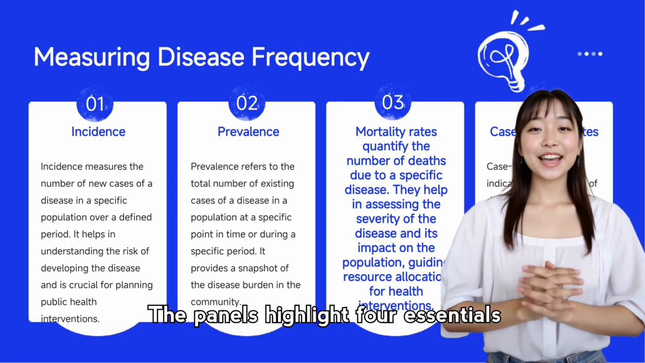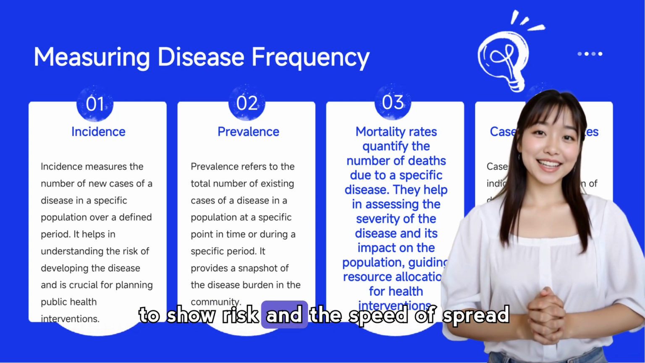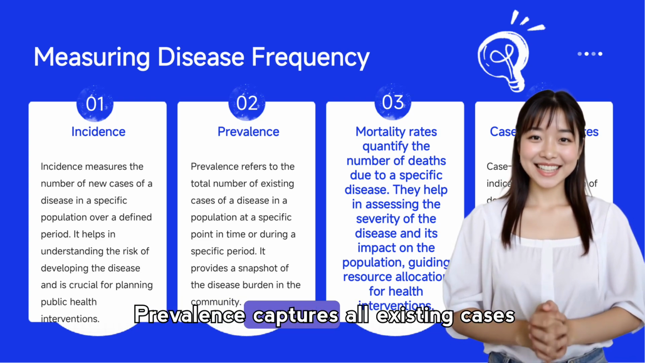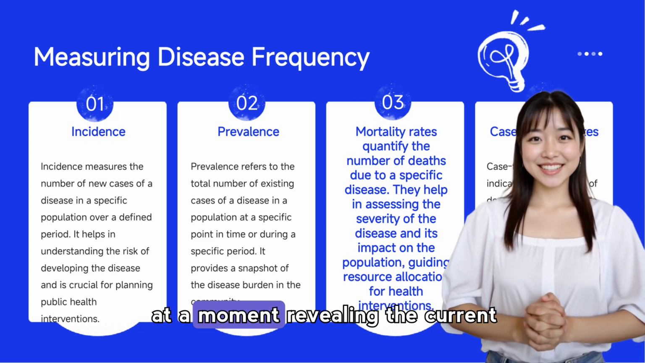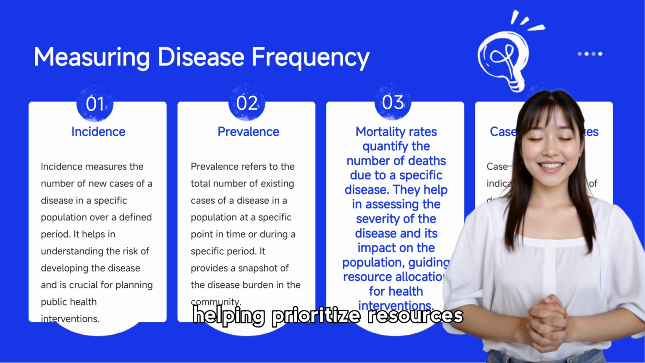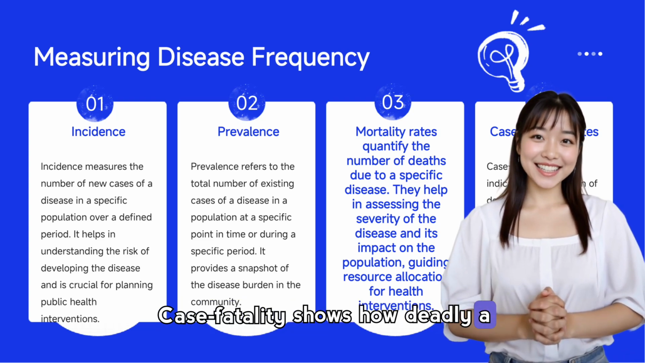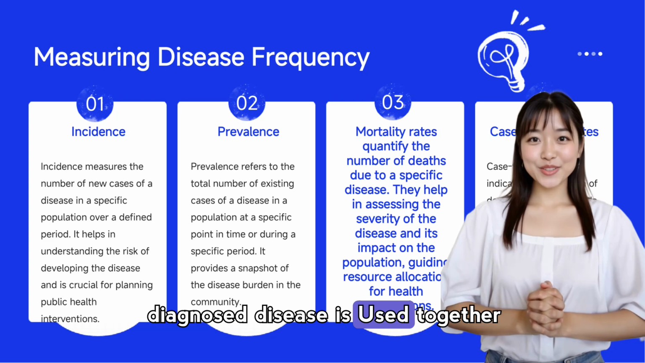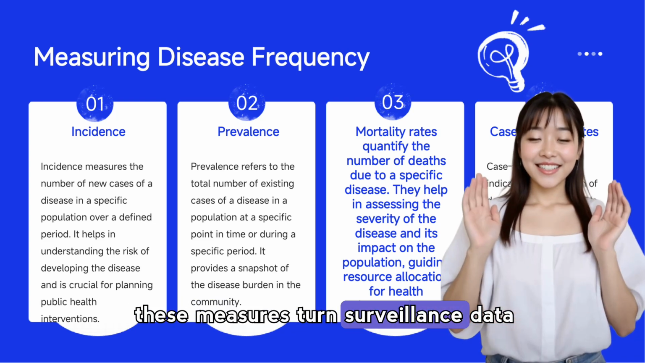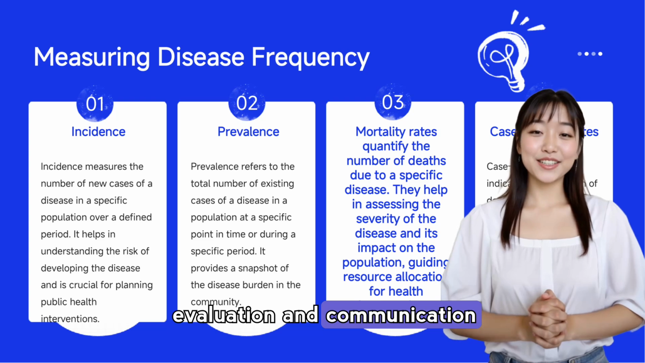The panels highlight four essentials. Incidence tracks new cases over time to show risk and the speed of spread. Prevalence captures all existing cases at a moment, revealing the current burden. Mortality rates quantify deaths, helping prioritize resources. Case fatality shows how deadly a diagnosed disease is. Used together, these measures turn surveillance data into timely insights for planning, evaluation, and communication.